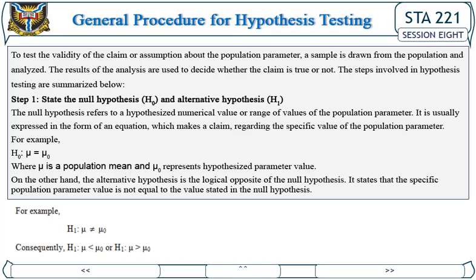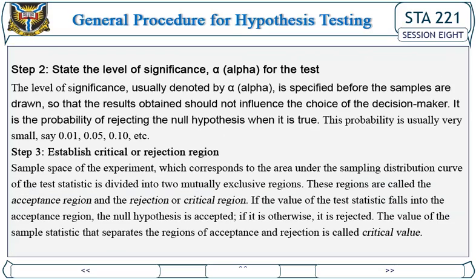On the other hand, the alternative hypothesis is the logical opposite of the null hypothesis. It states that the specific population parameter value is not equal to the value stated in the null hypothesis. For example, H1: population mean is not equal to hypothesized parameter. Consequently, H1: population mean is less than hypothesized parameter, or H1: population mean is greater than hypothesized parameter.